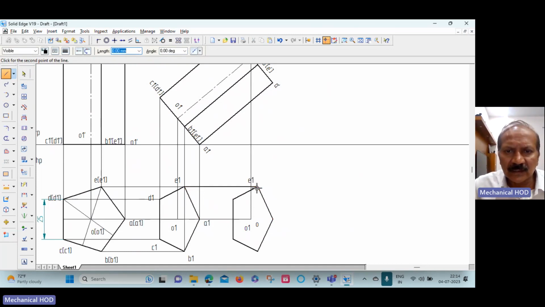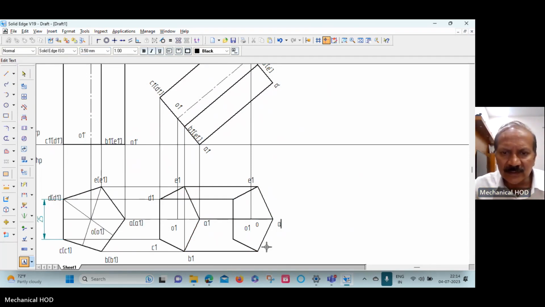Then go to the line command, draw a dark continuous line, join E1 to E, D1 to D, B1 to B. Then what is this? A1 to A. Naming is pending, so this should be A, this should be B, C, D, E, A, B, C, D, E.